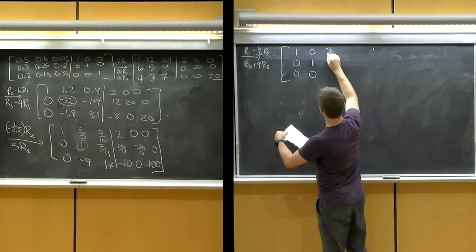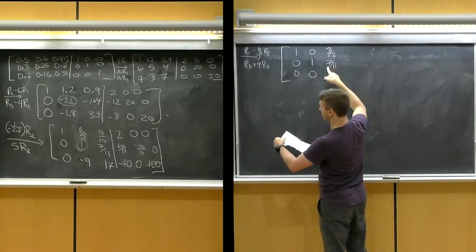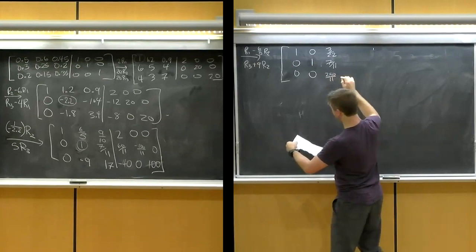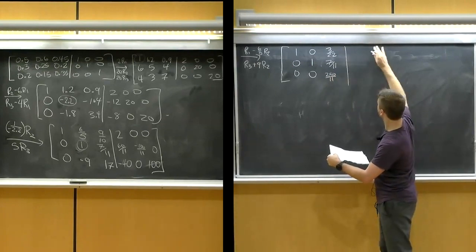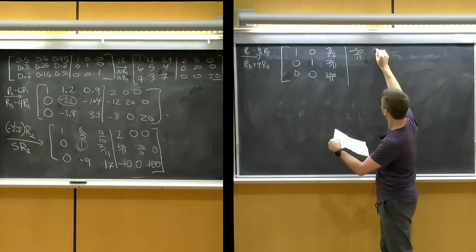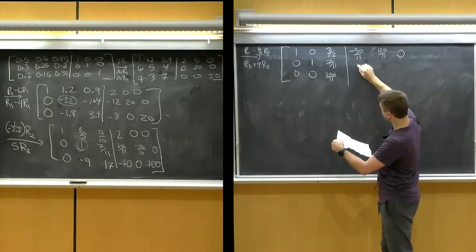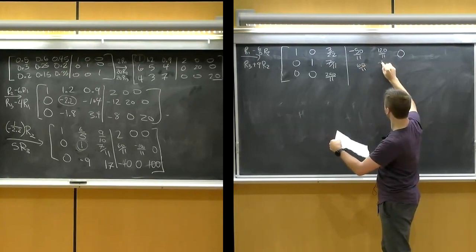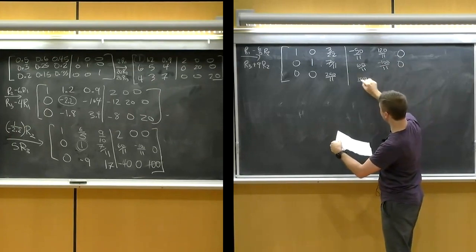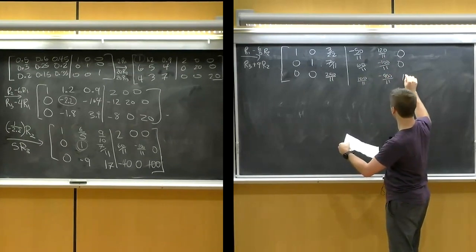So here I get 3 over 22. You can probably take my word for that. 7 over 11 here. And 250 over 11. And here I get negative 50 over 11. 120 over 11. 0. 60 over 11, lots of over 11s in this. Negative 100 over 11, 0. 100 over 11, negative 900 over 11, and then 100.